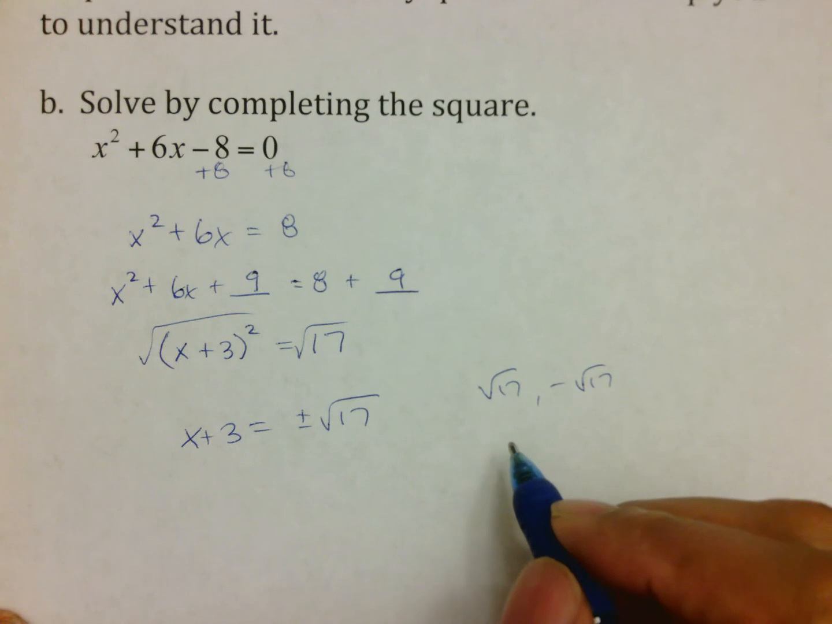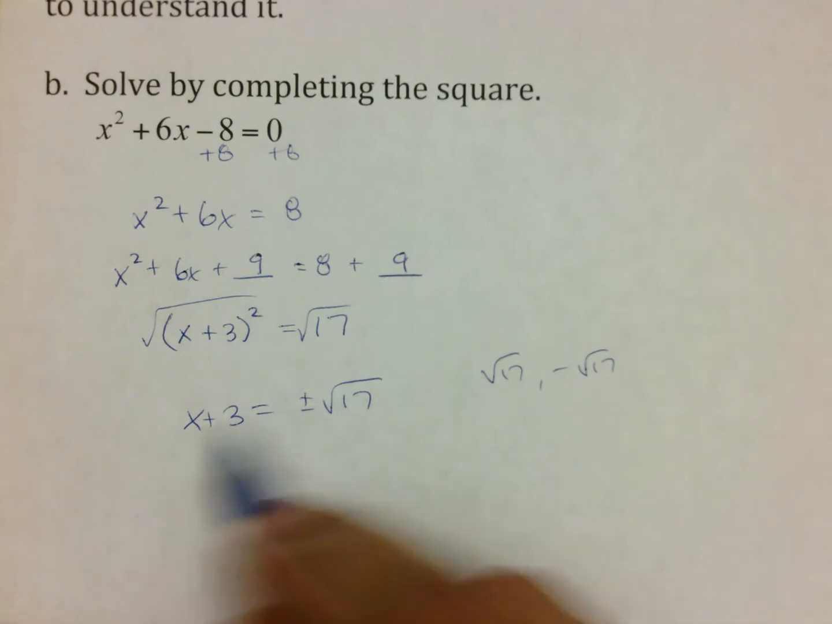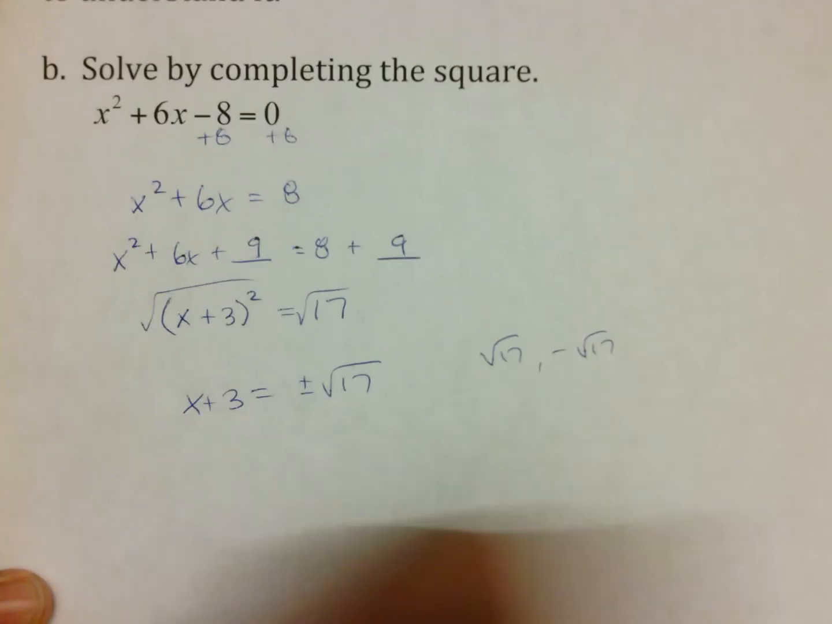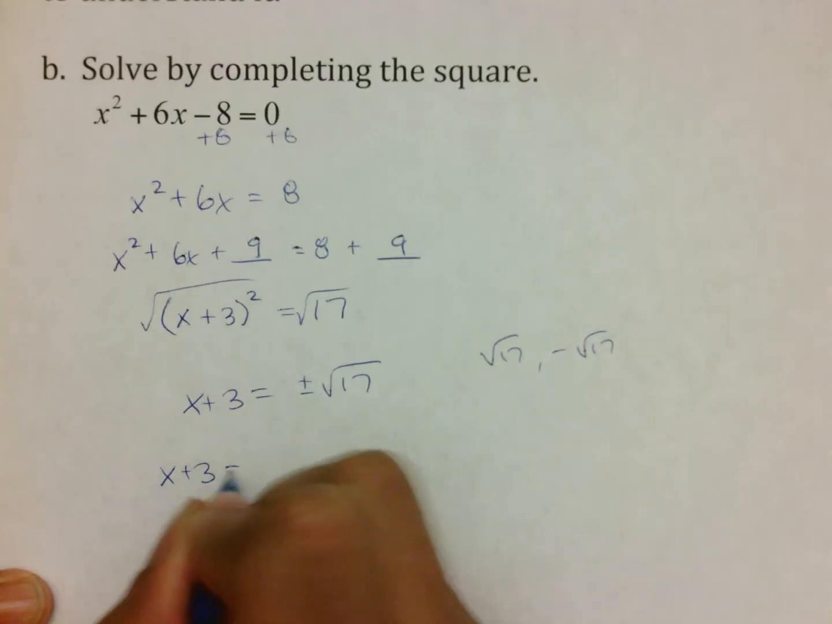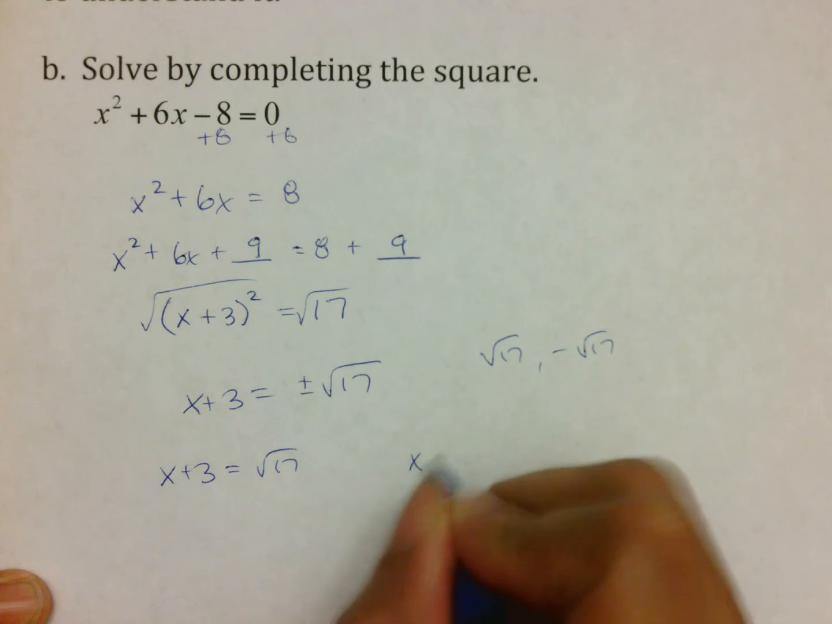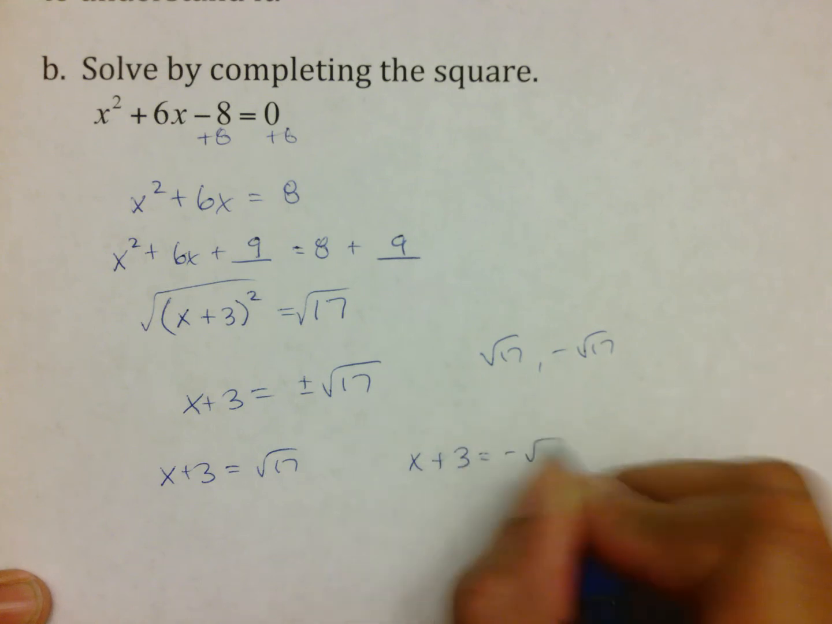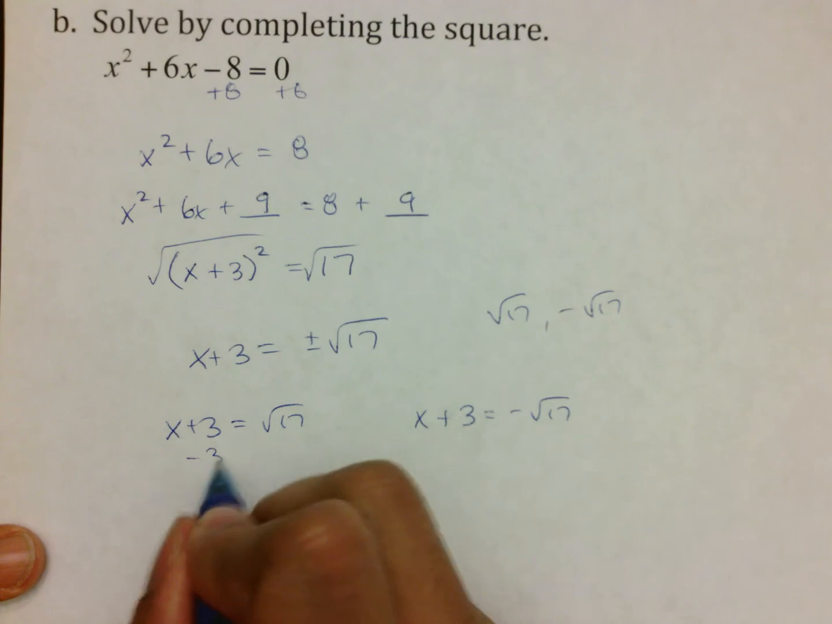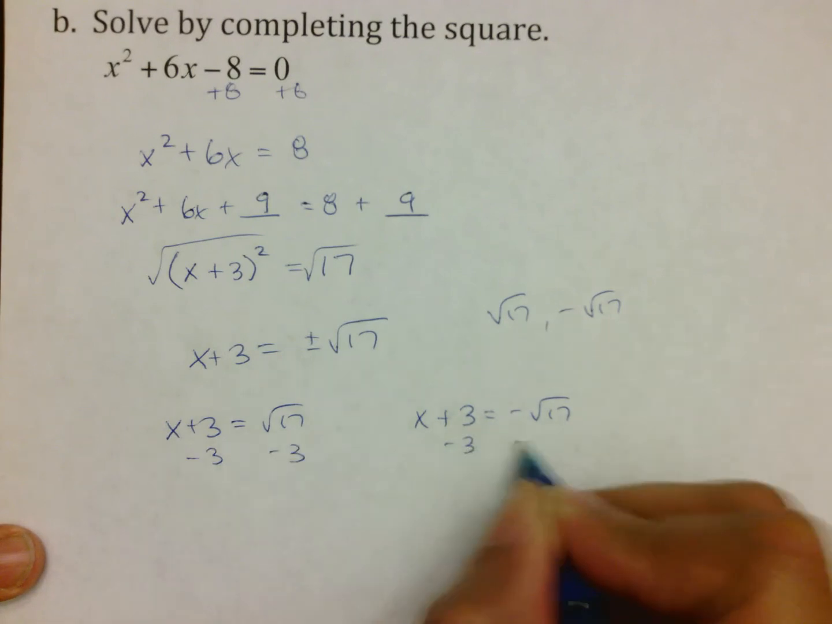The next thing you're going to do is split it, because there are two numbers here: a positive root 17 and a negative root 17. So you'll do x plus 3 equals root 17, and x plus 3 equals negative root 17. Last step, of course, is to subtract 3 from both sides.